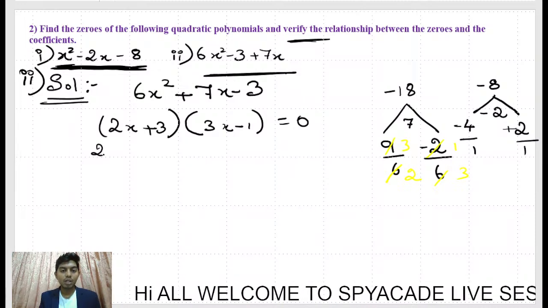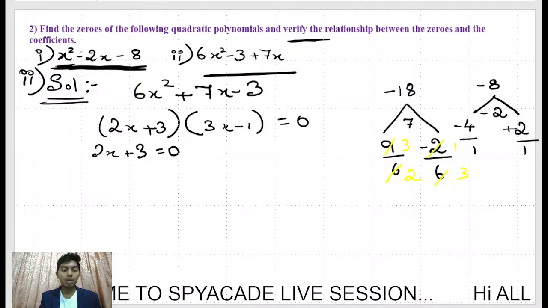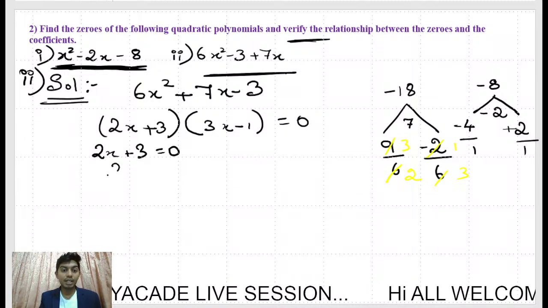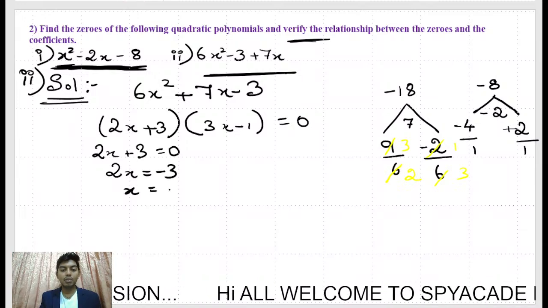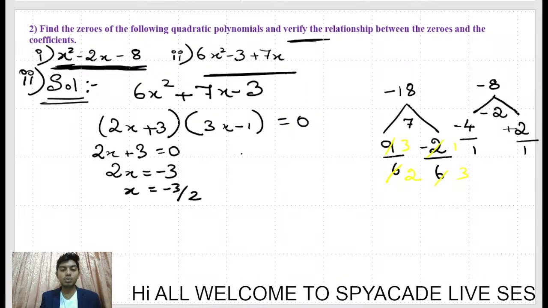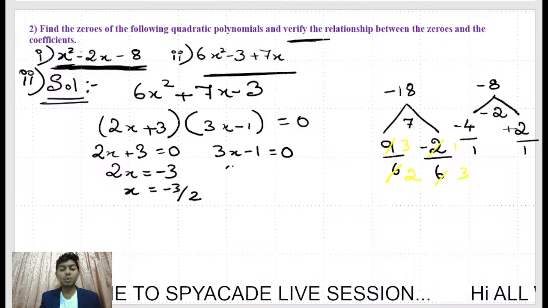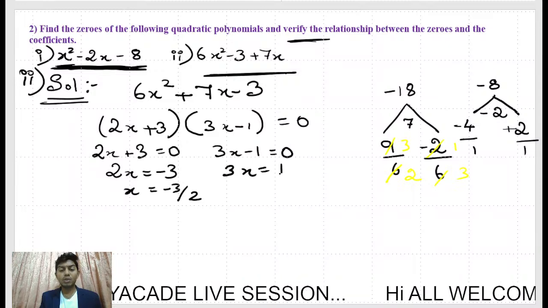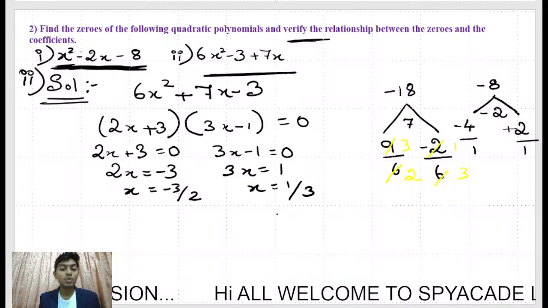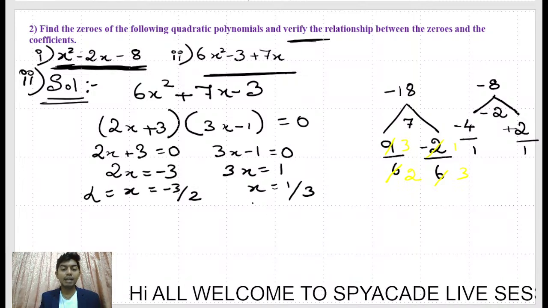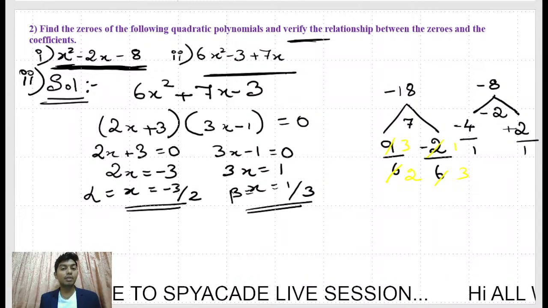So just find it out. 2x plus 3 is equal to 0. What is going to be the value of x? 2x is equal to minus 3, where x is equal to minus 3 by 2. Same way here, 3x minus 1 is equal to 0, where 3x is equal to 1 and x is equal to 1 by 3. So we got two numbers.